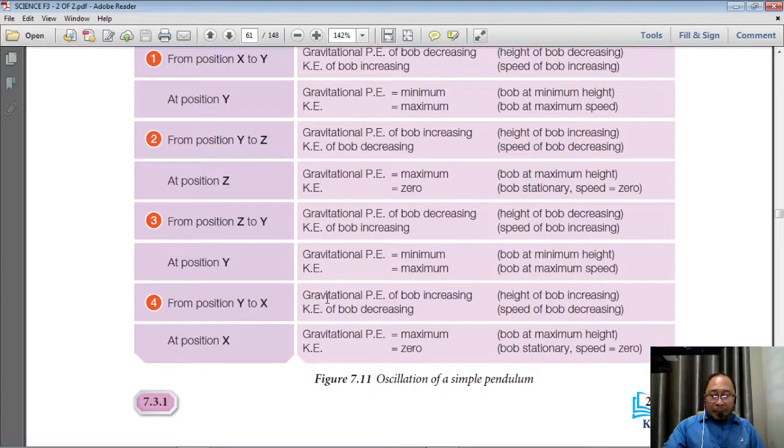And then after reaching position Y, it will move to position X. So what happens to this energy? Gravitational potential energy will increase, and the kinetic energy will decrease. When it reaches position X, gravitational potential energy will be at maximum, and the kinetic energy will be 0.